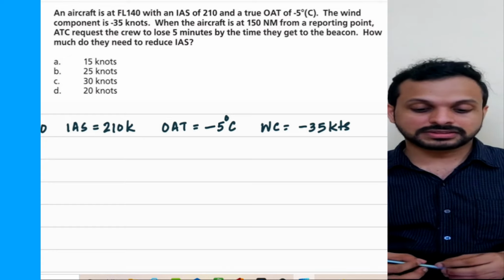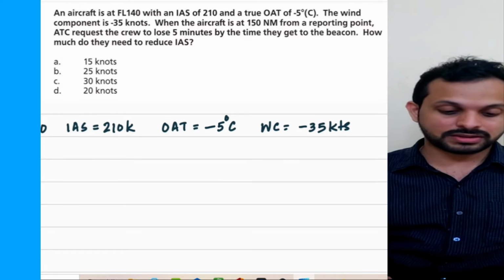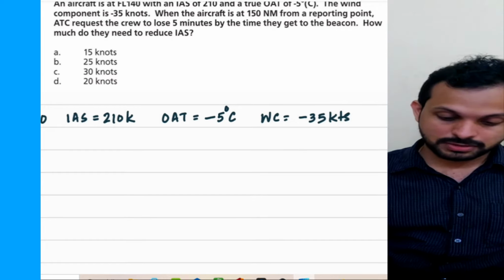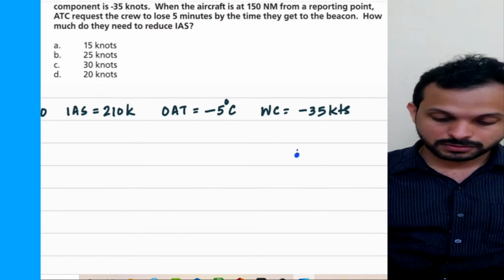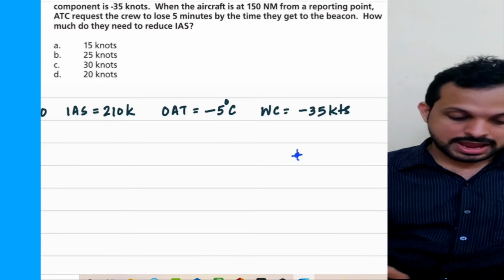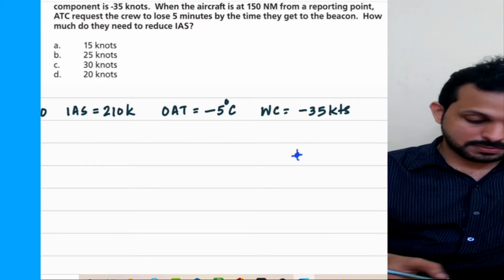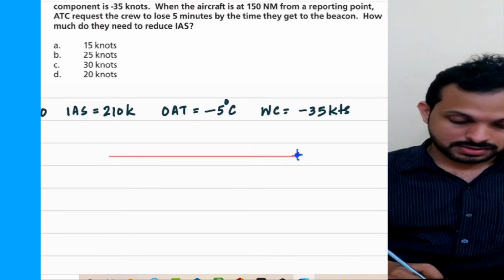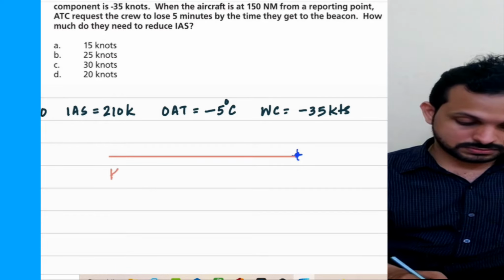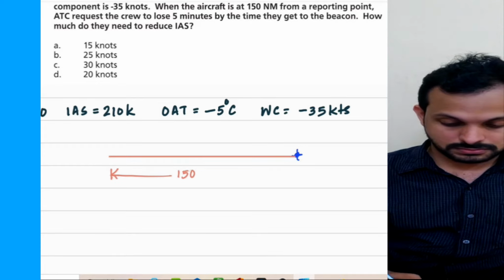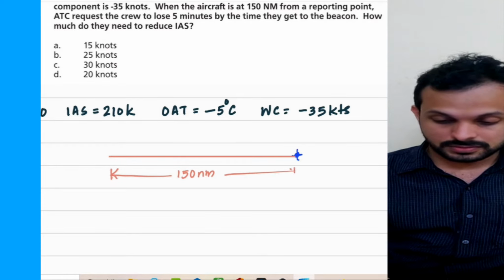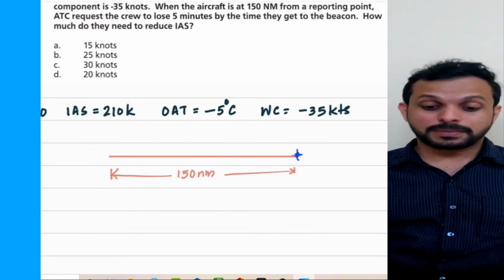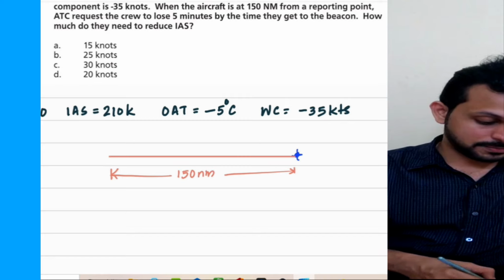-35 knots. When the aircraft is at 150 nautical miles from the reporting point, so let's keep the reporting point here. This is the reporting point, right? And the aircraft is 150 nautical miles from the reporting point. And that's when the ATC requests the crew to lose 5 minutes by the time they get to the beacon. So the aircraft is currently here.